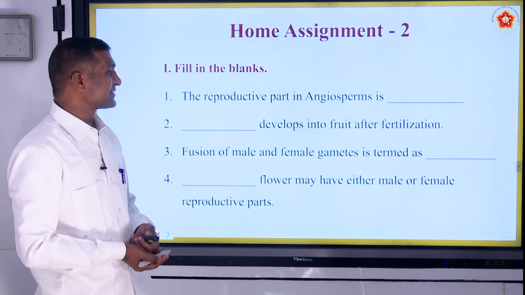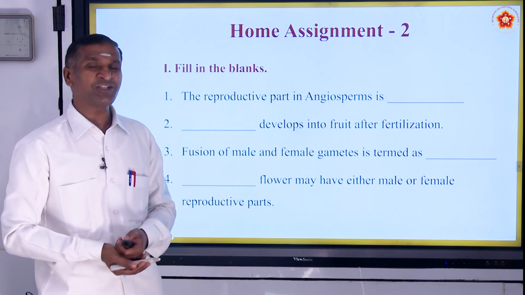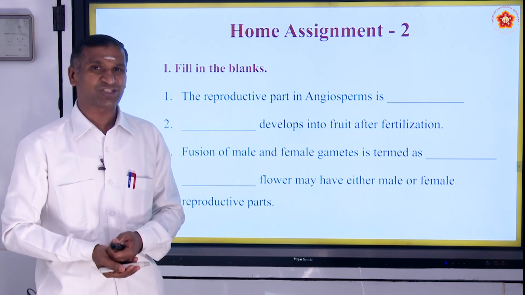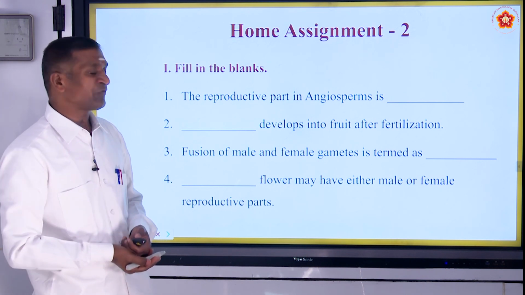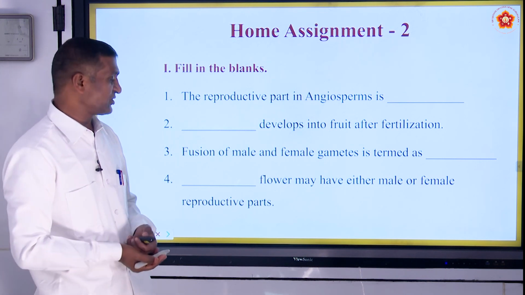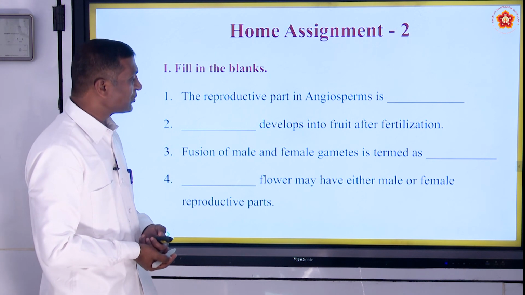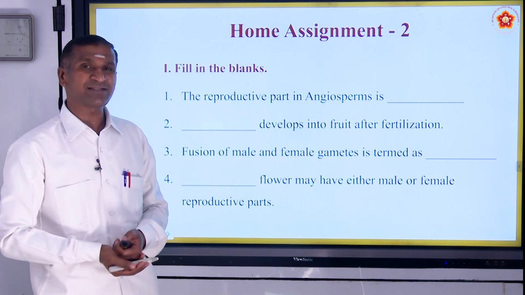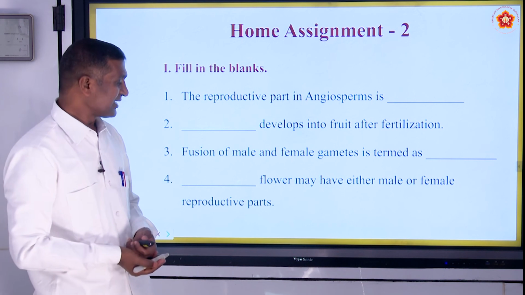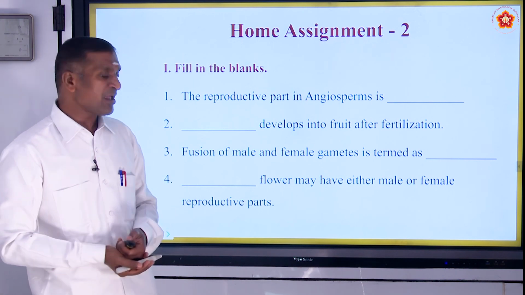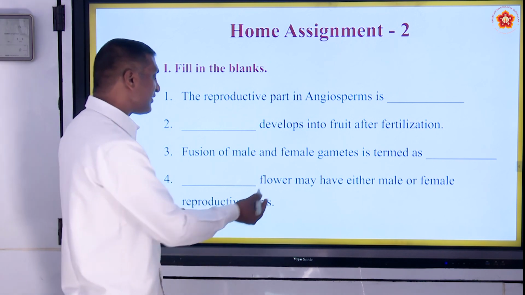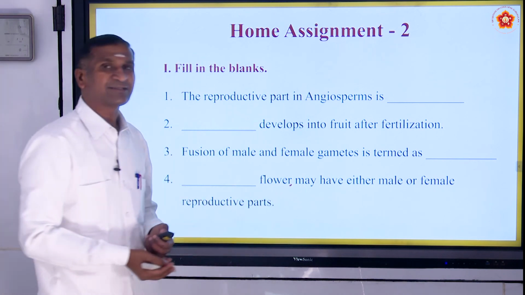Fill in the blanks. The reproductive part in angiosperms is dash. The second one, the dash develops into fruit after fertilization. The third one, fusion of male and female gametes is termed as dash. Dash flower may have either male or female reproductive parts.